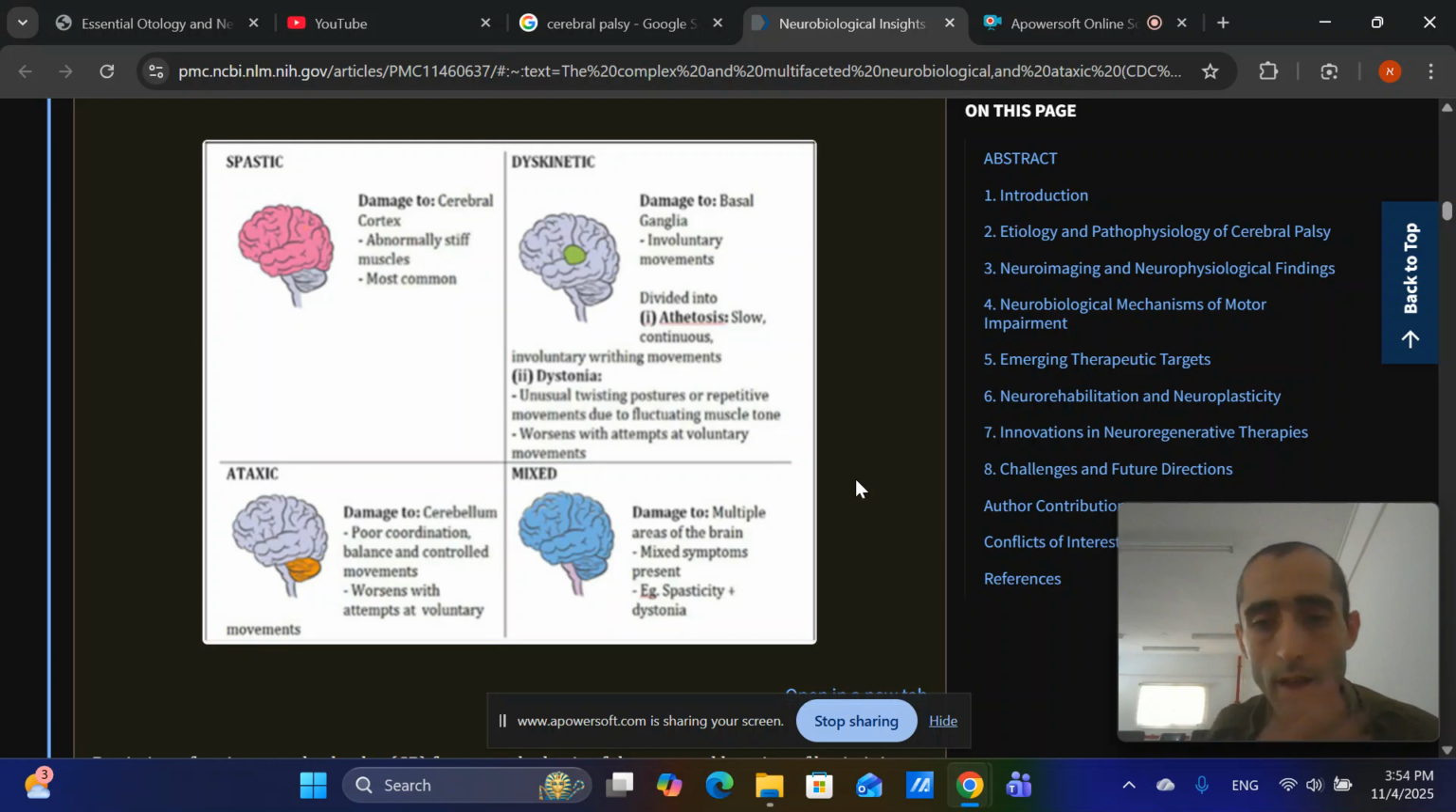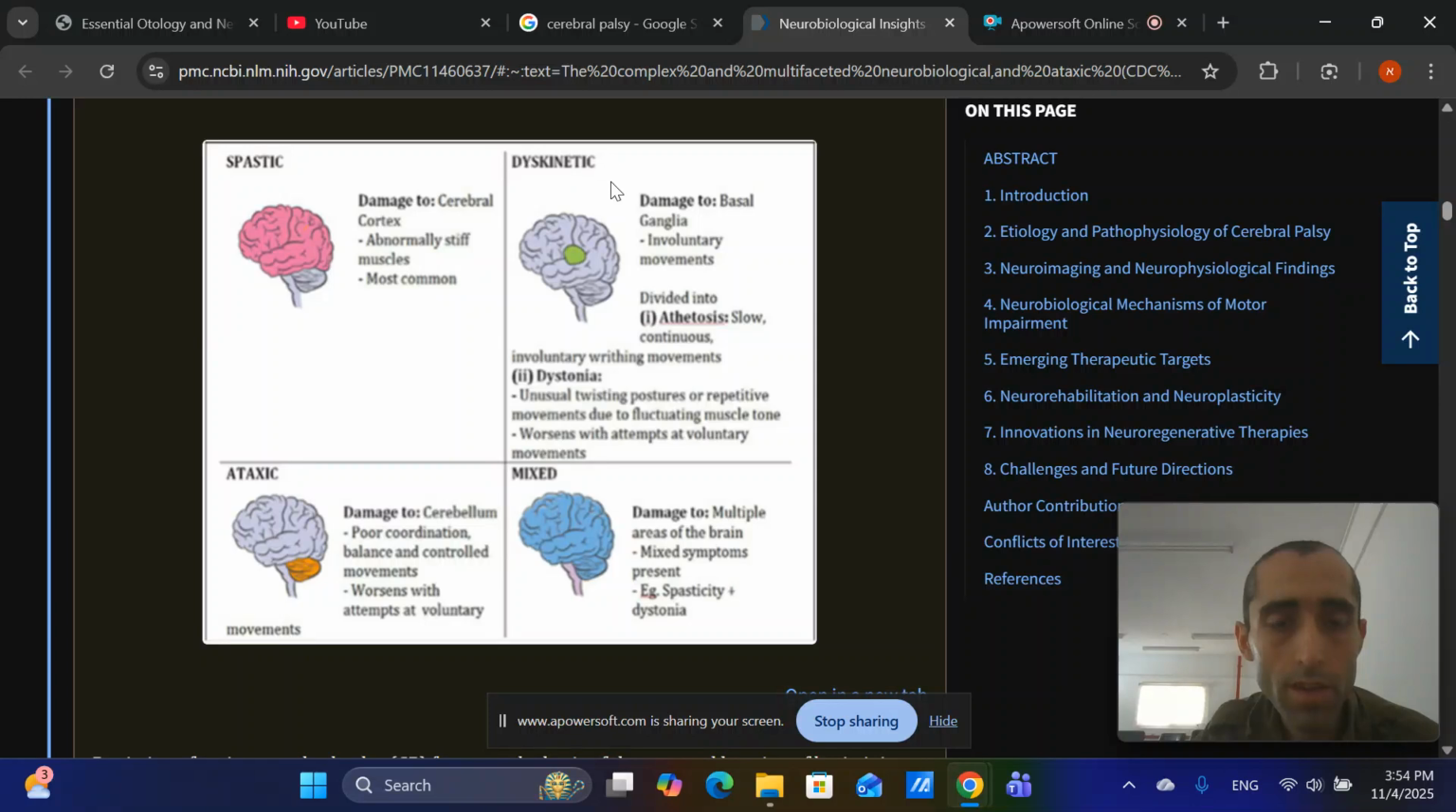Now, look at the types, at the area that the brain can be damaged. Based on the damaged area in the brain, the type of cerebral palsy will be determined. We have a spastic type, which is caused by damage to the cerebral cortex. And spastic means the newborn will be stiff. This spastic type is the most common type.